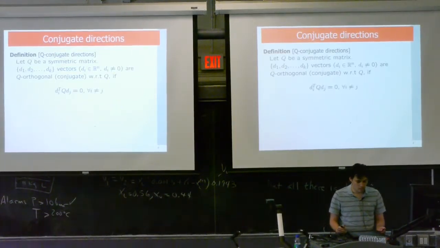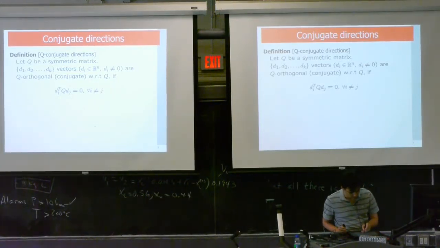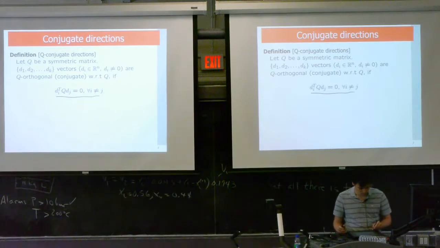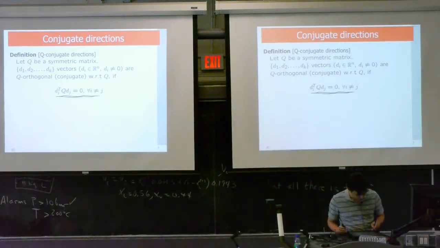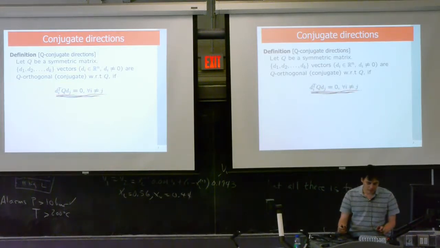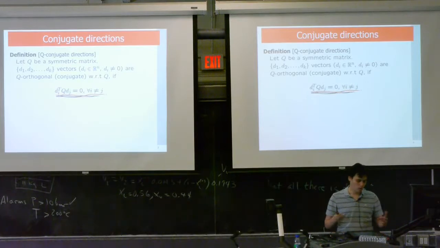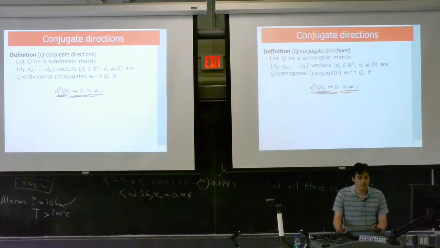Just to remind you, the definition of conjugate direction was this, that k vectors d1, d2, dk, they are Q orthogonal or Q conjugate if their inner product, where the inner product is defined as di transpose Q dj, is 0 for all different i and j's, right?